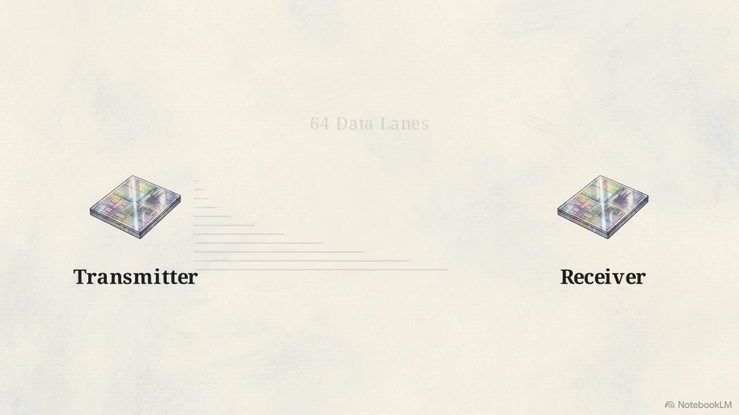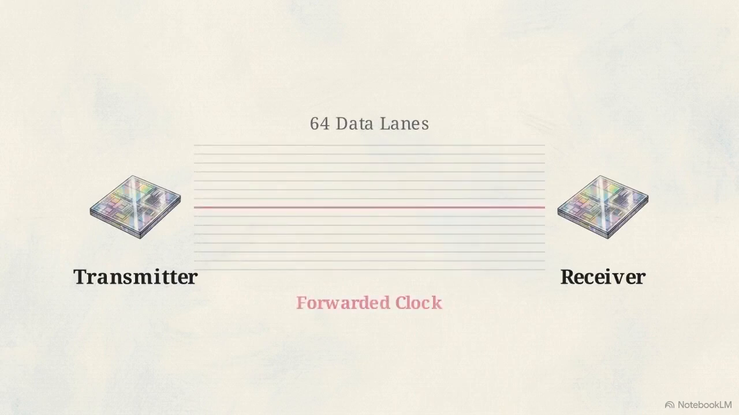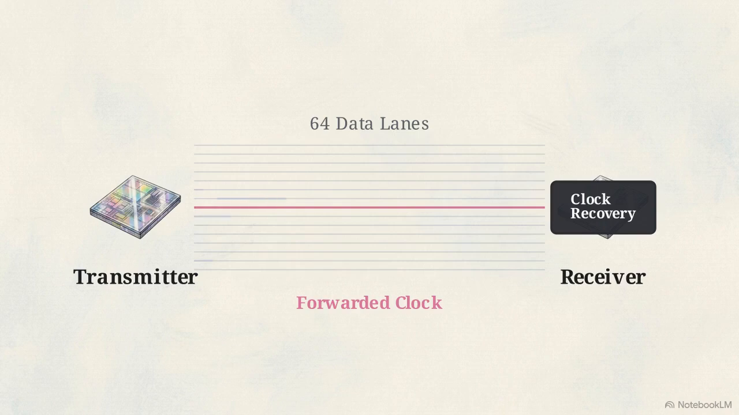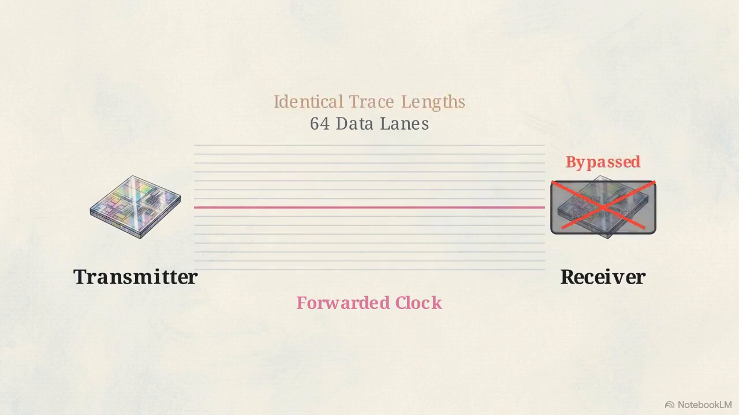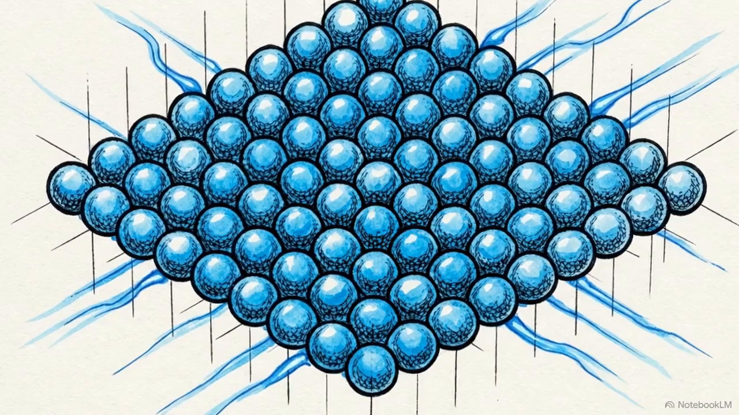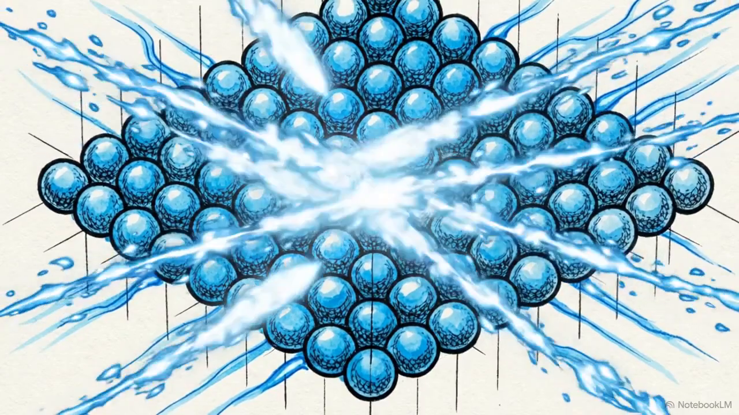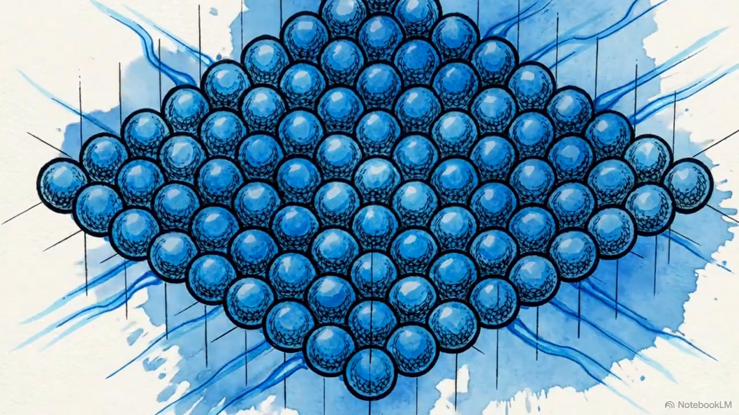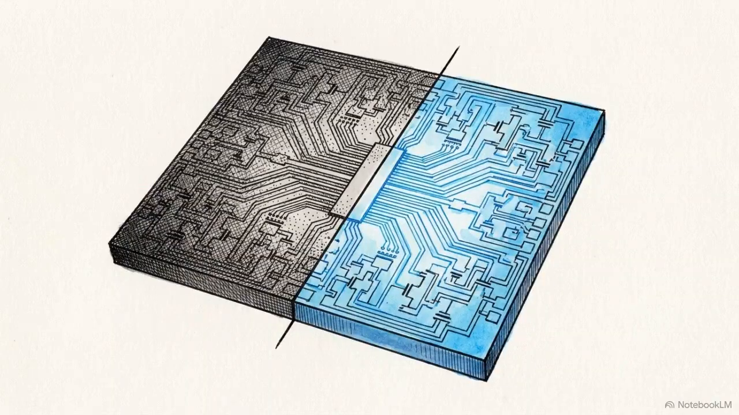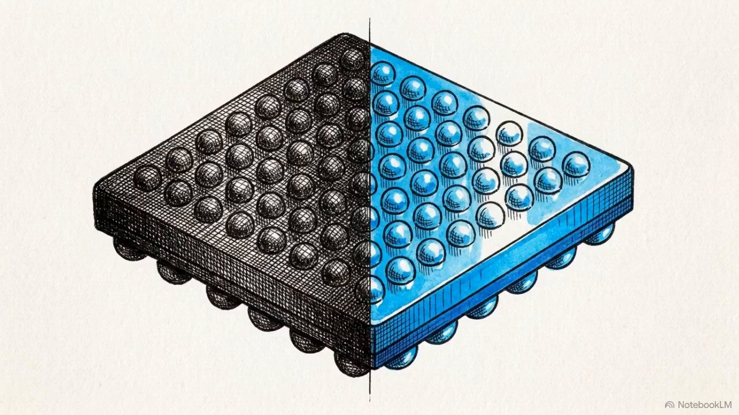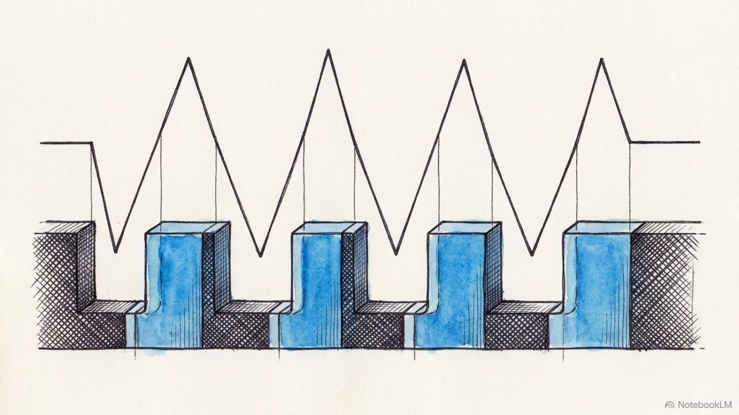The UCIe advanced specification solves this by utilizing a forwarded clock. With identical physical trace lengths, a dedicated clock line runs exactly parallel to the data lines, allowing the receiver to completely bypass the heavy computation of clock recovery. Without waiting for recovery circuits to lock, a UCIe link can wake from an idle state and stabilize in less than 1 nanosecond. That sub-nanosecond reaction time permits extreme dynamic power gating. The physical link can be instructed to power down and instantly wake back up on a nearly cycle-by-cycle basis, depending on exact processing demands.